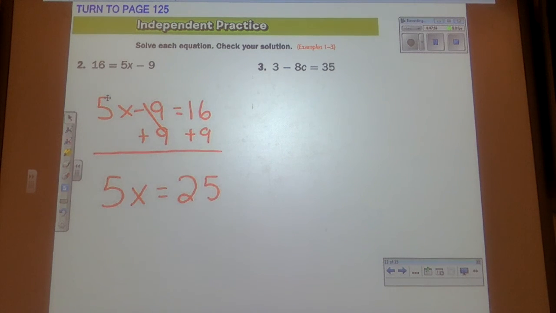And now we're left with our one-step equation. We have to divide our 5 out on each side. And we're left with x is equal to 5. Again, if you'd like to pause the video, you could plug in and check to see if this answer works out.